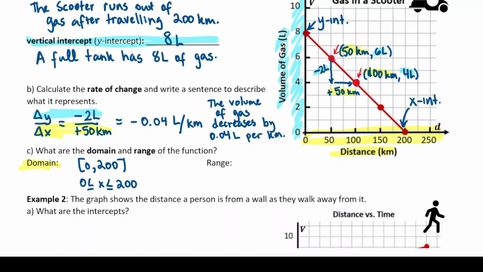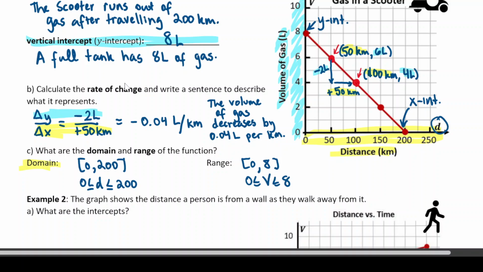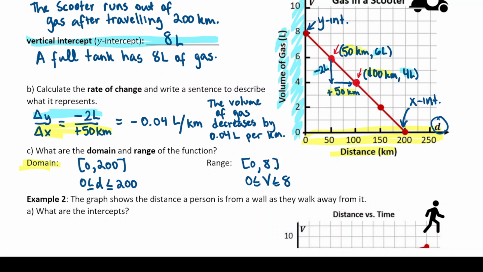For the range, the smallest y value, remember you're going bottom to top for range. So the smallest y value is 0. The largest volume of gas is 8. So you can write it like that. Or you can write 0 less than or equal to y is less than or equal to 8. I should be consistent here. Really it's not x here, it's d for distance. I can see the x-axis has been labeled with a d, and also v for volume instead of the y value. So we should be consistent there. Okay, good. Range, so there we go.